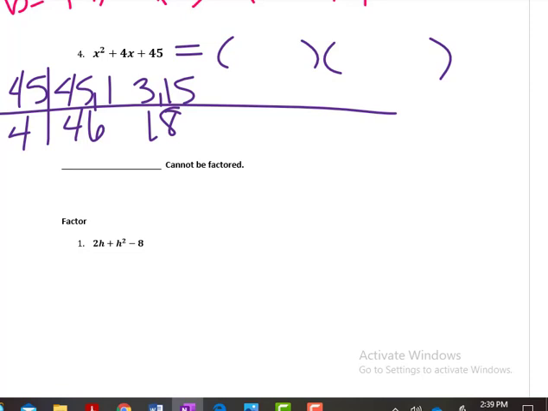So you can't factor this, and what we call it is prime. When you cannot factor something, which includes that you can't even take out a greatest common factor, we write prime.